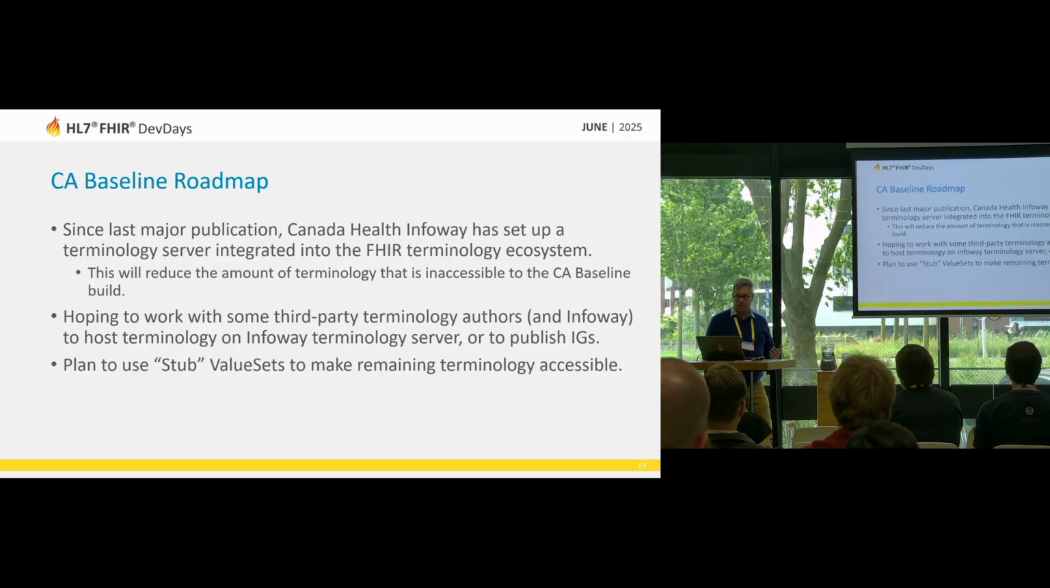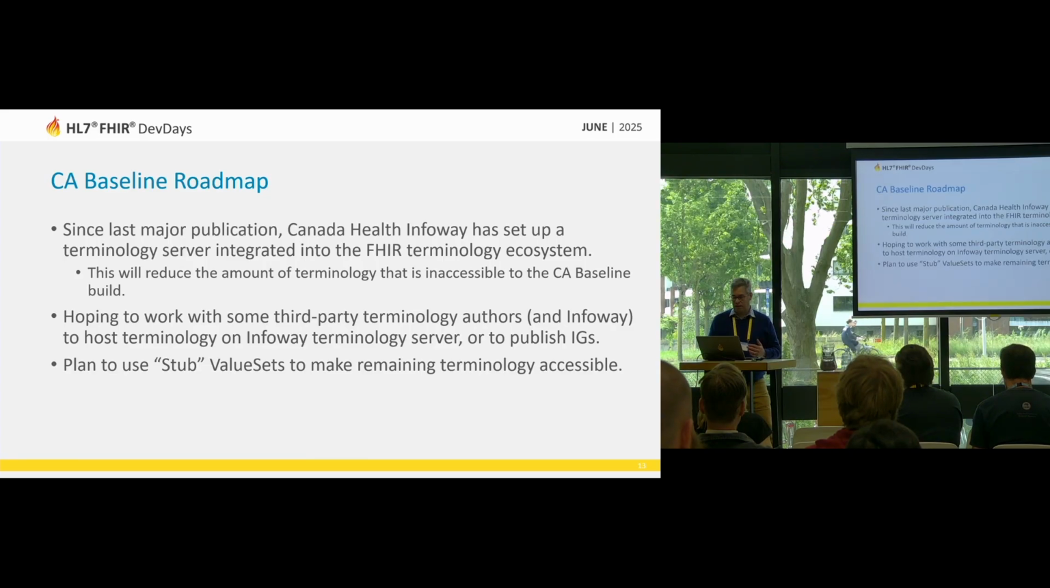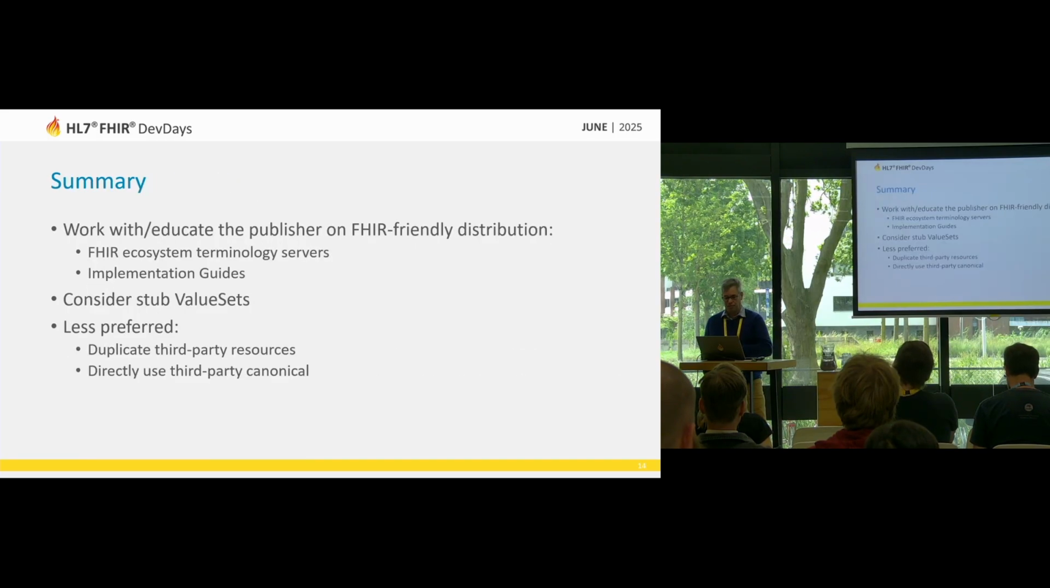I'm going to be recommending to the CA baseline team that we build on that success and work with Infoway to develop a plan to get other third-party publishers to load their content onto the Infoway terminology server. And after that, if there's any external content that remains, we'll address it through stub value sets.